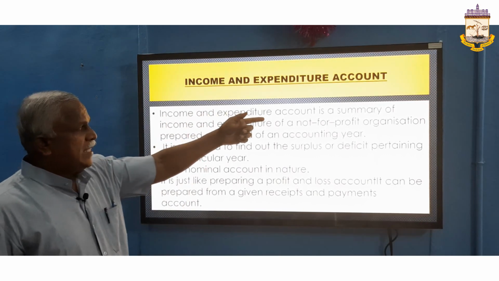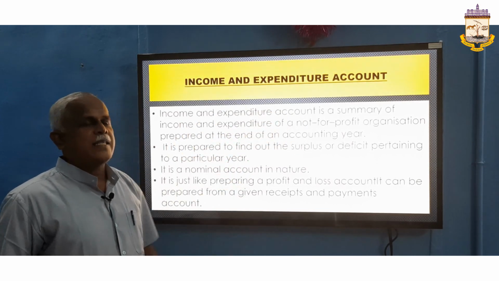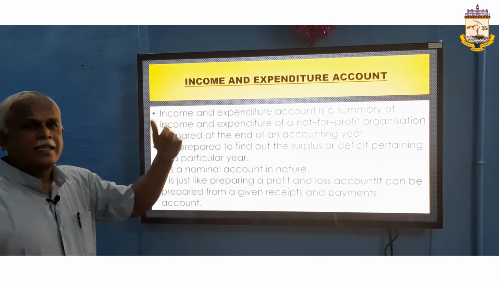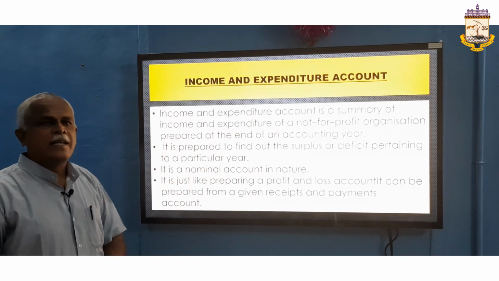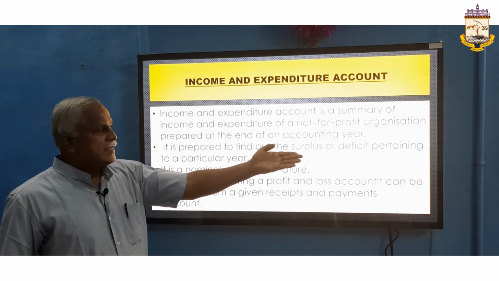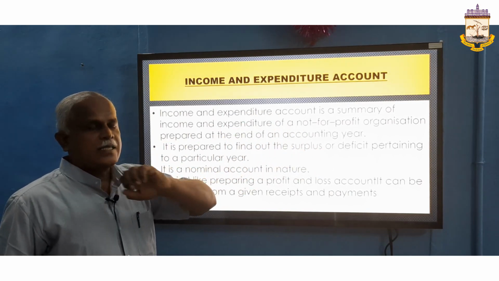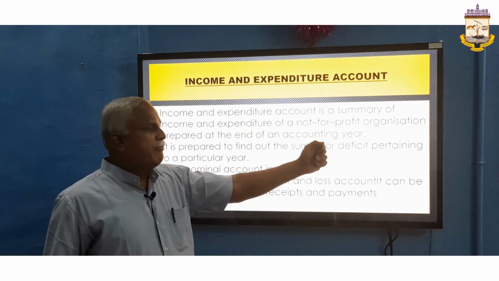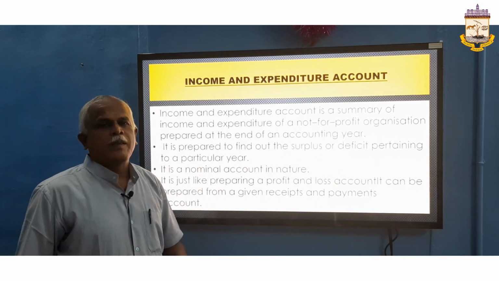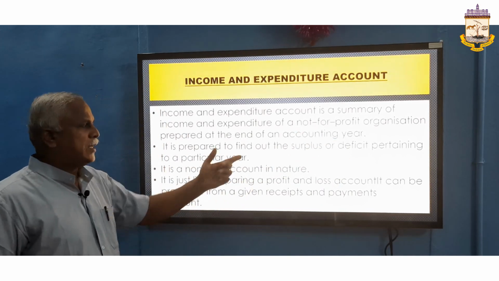Income and expenditure account is a summary of income and expenditure of a not-for-profit organization, prepared at the end of the accounting period. Like the receipts and payments account, it is also prepared at the end of the accounting period. It is prepared to find out surplus or deficit. We don't say net profit or loss; we say surplus or deficit pertaining to a particular year, whether we have more money, that is, income is more than expenditure, or expenditure is more than income, that's all.